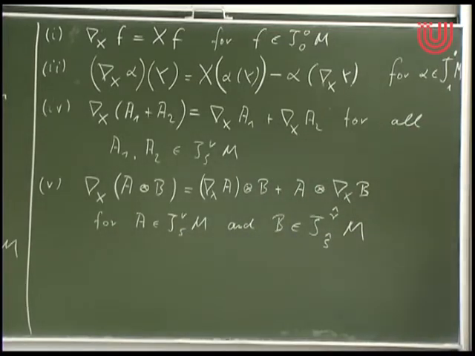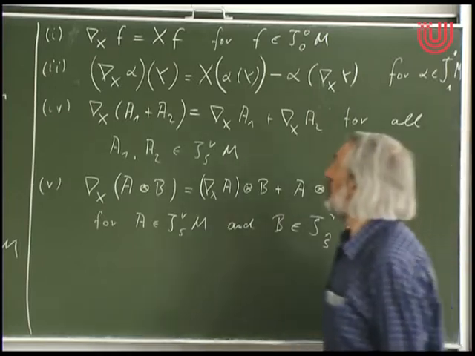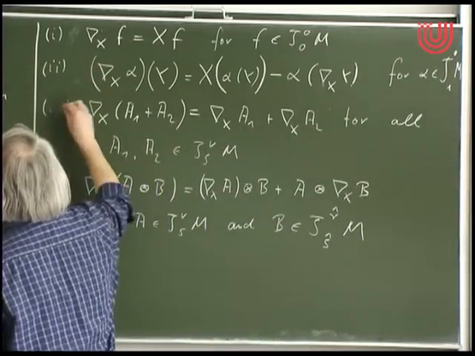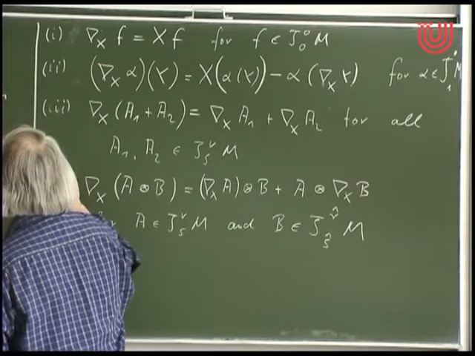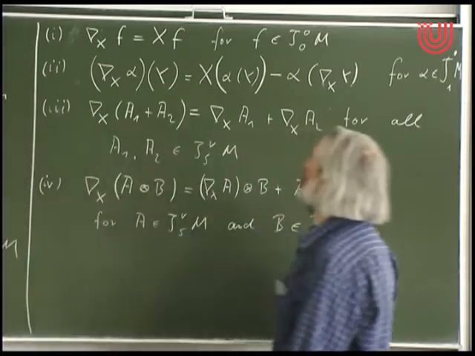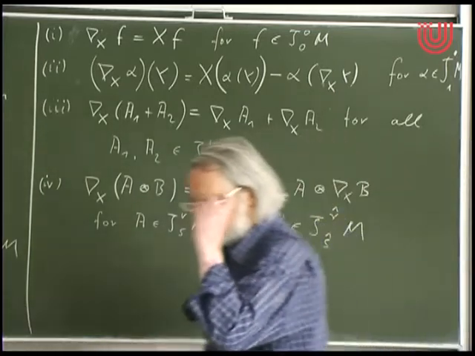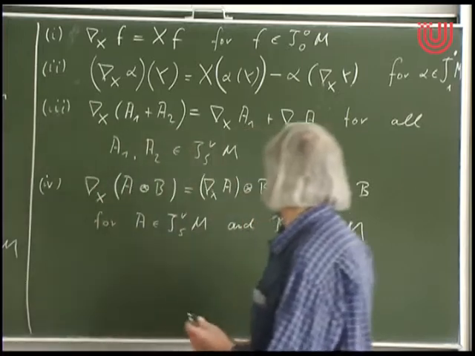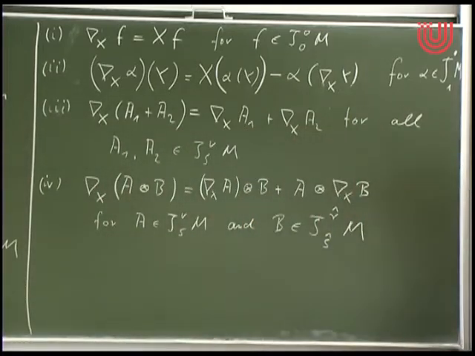So, and with these rules I have defined, it's difficult to count to 4, right? This is 1, 2, I think this is 3. And then this is 4, right? Okay, do I have 4 conditions or did I miss one? No, I think, yeah, that's it. And with these rules now, it's clear what the operator does to an arbitrary tensor field.